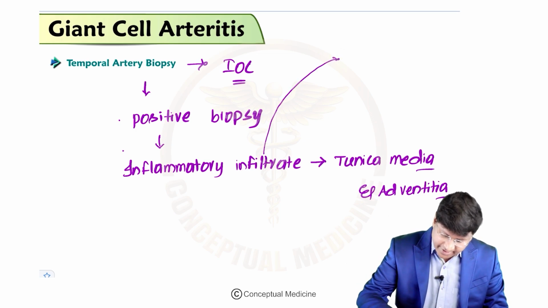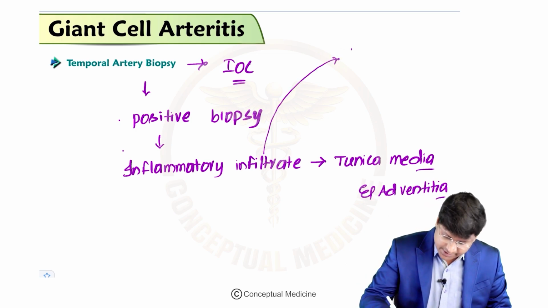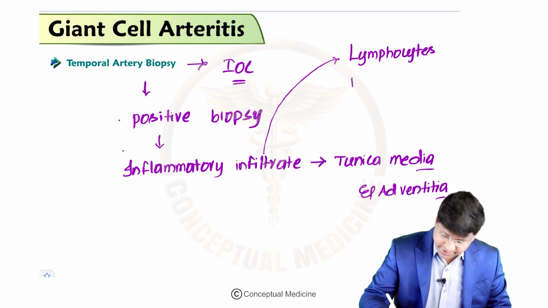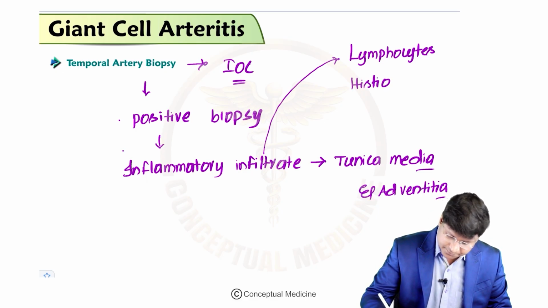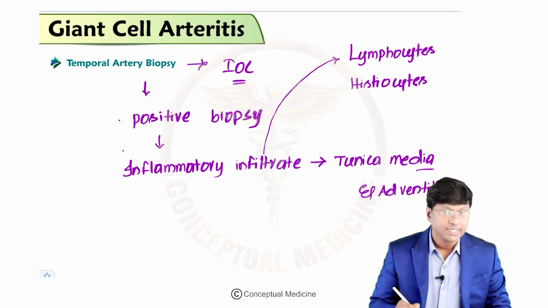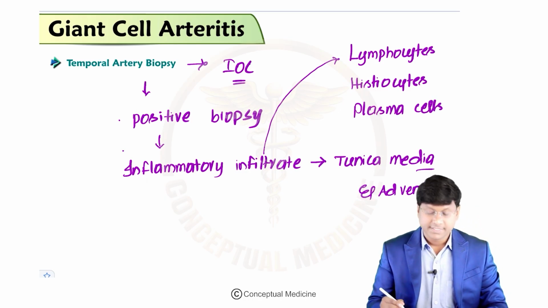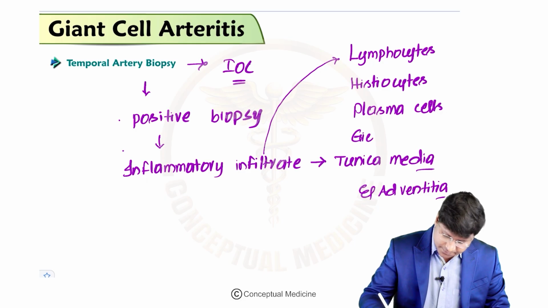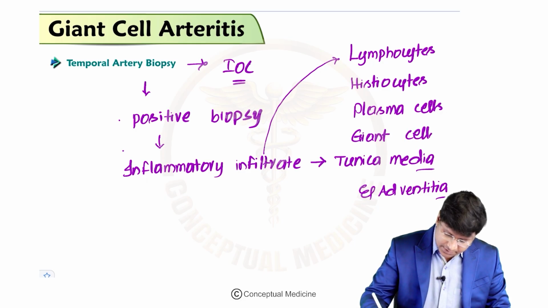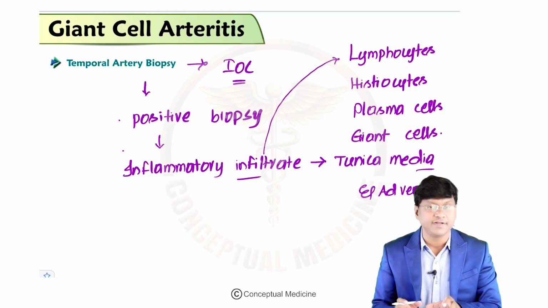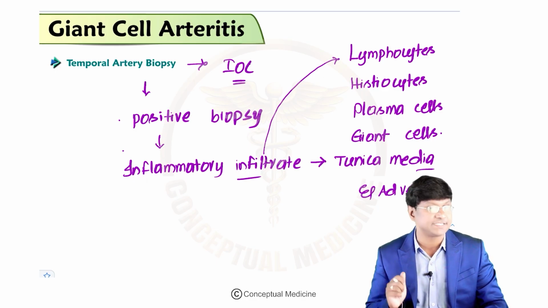And what does this inflammatory infiltrate contain? It contains lymphocytes, histiocytes, plasma cells, and the presence of giant cells. So this is the inflammatory infiltrate present in patients with giant cell arteritis.